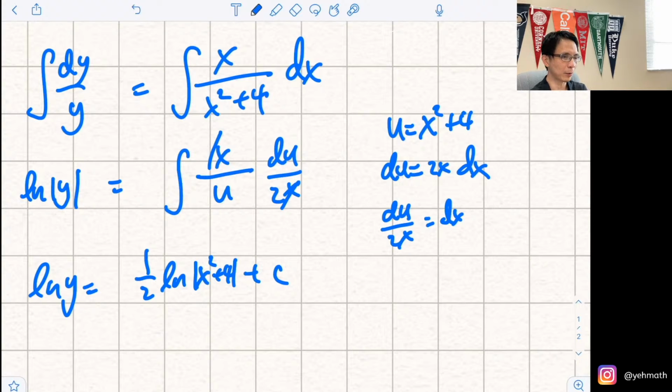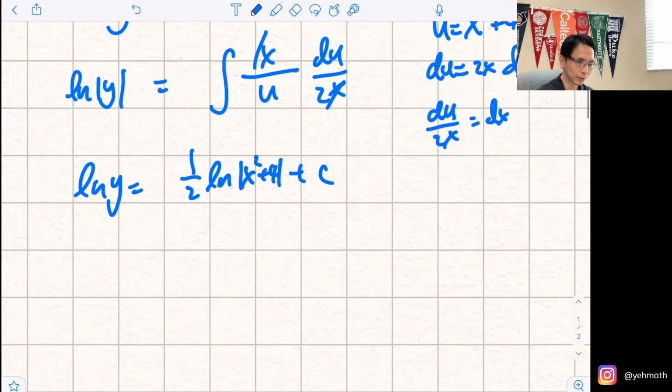What do I do next to get y by itself? Yeah, but if you do that, you've got to be careful. If you do e to both sides, you can technically knock out both natural logs, right? So you've got a natural log on the left-hand side and a natural log on the right-hand side. You can actually knock both of them out. But the problem is you cannot do e to the 1/2 ln of x squared plus 4 and expect it to cancel out. Do you see what I'm saying?